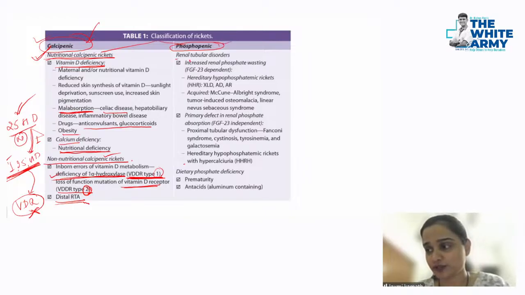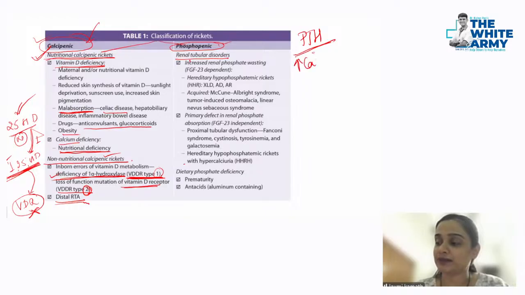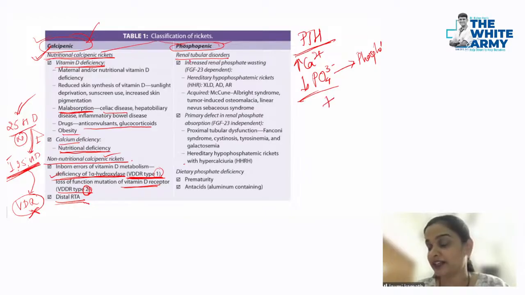Now, when it comes to phosphopenic rickets, you should remember that phosphorus metabolism is determined by the hormone PTH. We all know this, correct? So what does PTH do? It increases calcium levels in blood, but decreases phosphorus level in blood, causing phosphaturia. That means it causes increased phosphorus excretion in the urine, but at the level of the gut, it increases phosphorus absorption, correct?